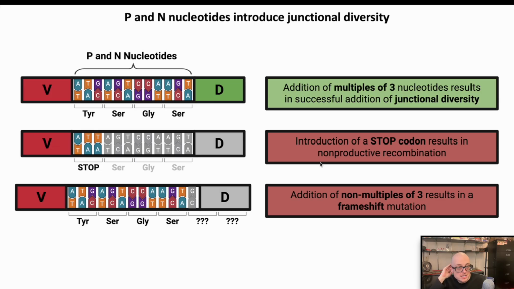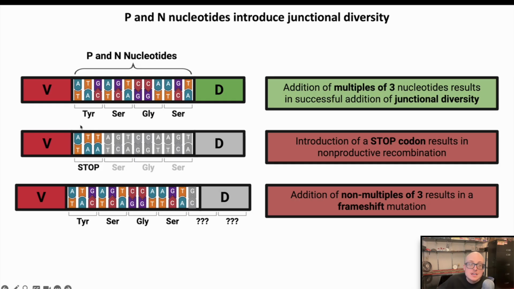So there are a couple of mutations that might be introduced by the random addition of new nucleotides between the germline segments. One that's very obviously bad is that if you accidentally, through the addition of random nucleotides, introduce a stop codon, that is going to terminate translation of all of the genetic material downstream of wherever that stop codon is introduced.